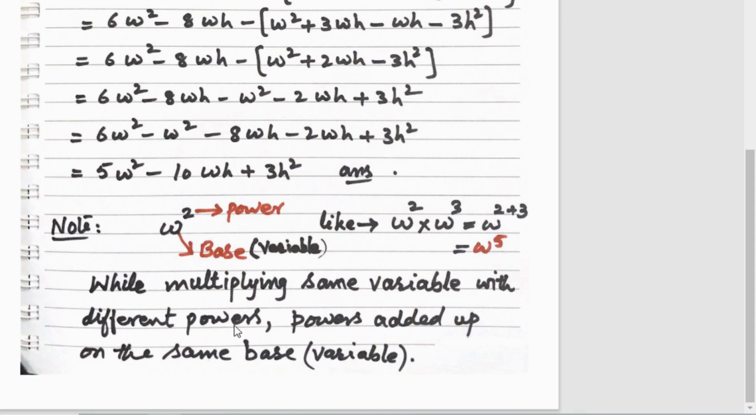So please try to reinforce this note as well. Try to understand the power and base concept. Try to understand the multiplication concept when we are multiplying the same variable with different powers, and try to understand that we will not write the variable again and again. We will write it once, and all the powers of this type of same variable will be added up on the same variable. If there are 3 W's or 4 W's with different powers, W will be written once, and all the powers will be added up on the same base.